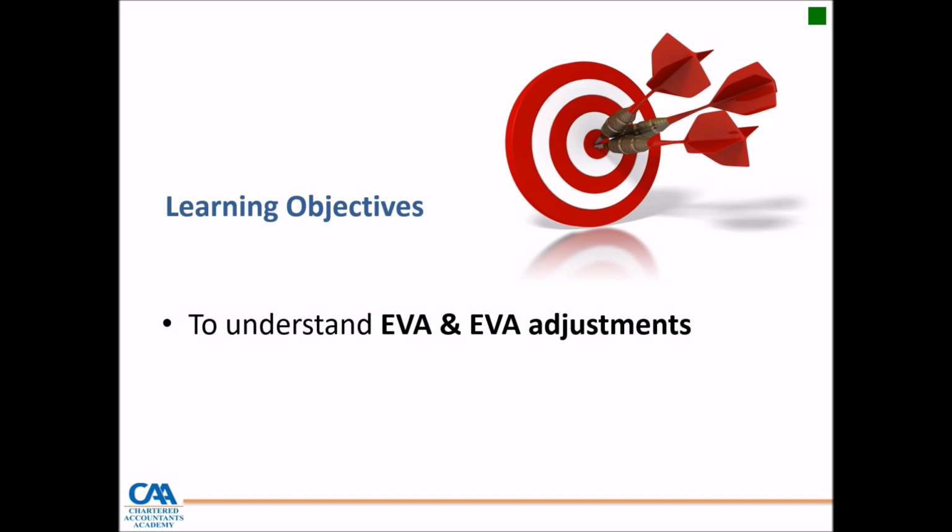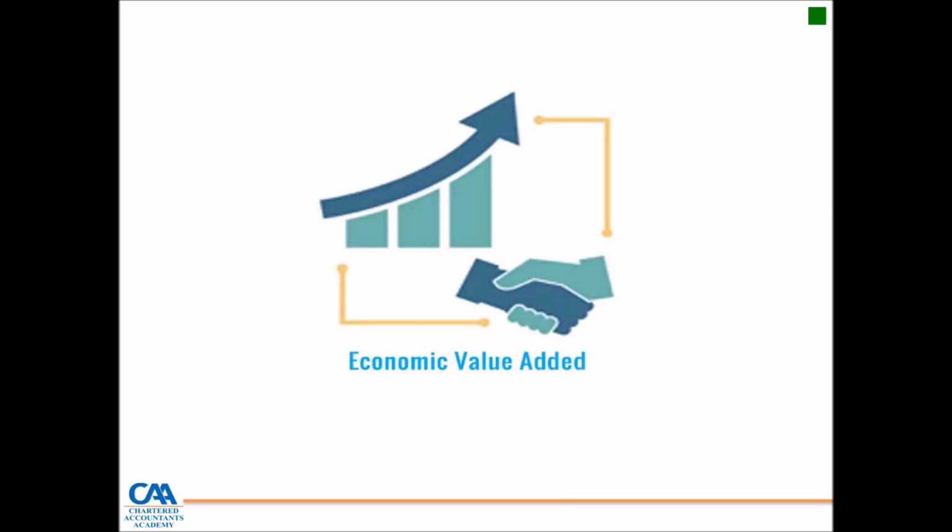Now let's discuss our learning objectives. We have one major learning objective, which is to understand economic value added, which I'm going to be calling EVA, and to understand EVA adjustments and how it links to net present value. Now let's get right into it.